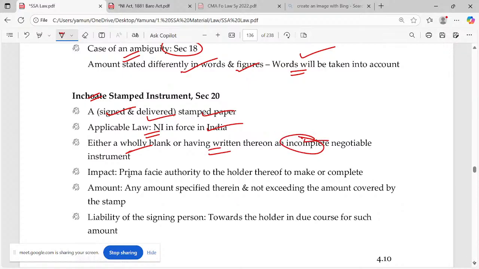So, seeing the prima facie authority. Prima facie authority, na, whatever is there when we look at that document, based on that a situation of completeness will come. Okay, any amount specified therein, or not exceeding the amount covered by the stamp, has to be considered. Please highlight this one. If your question paper is tough, you may be expecting this point over there.